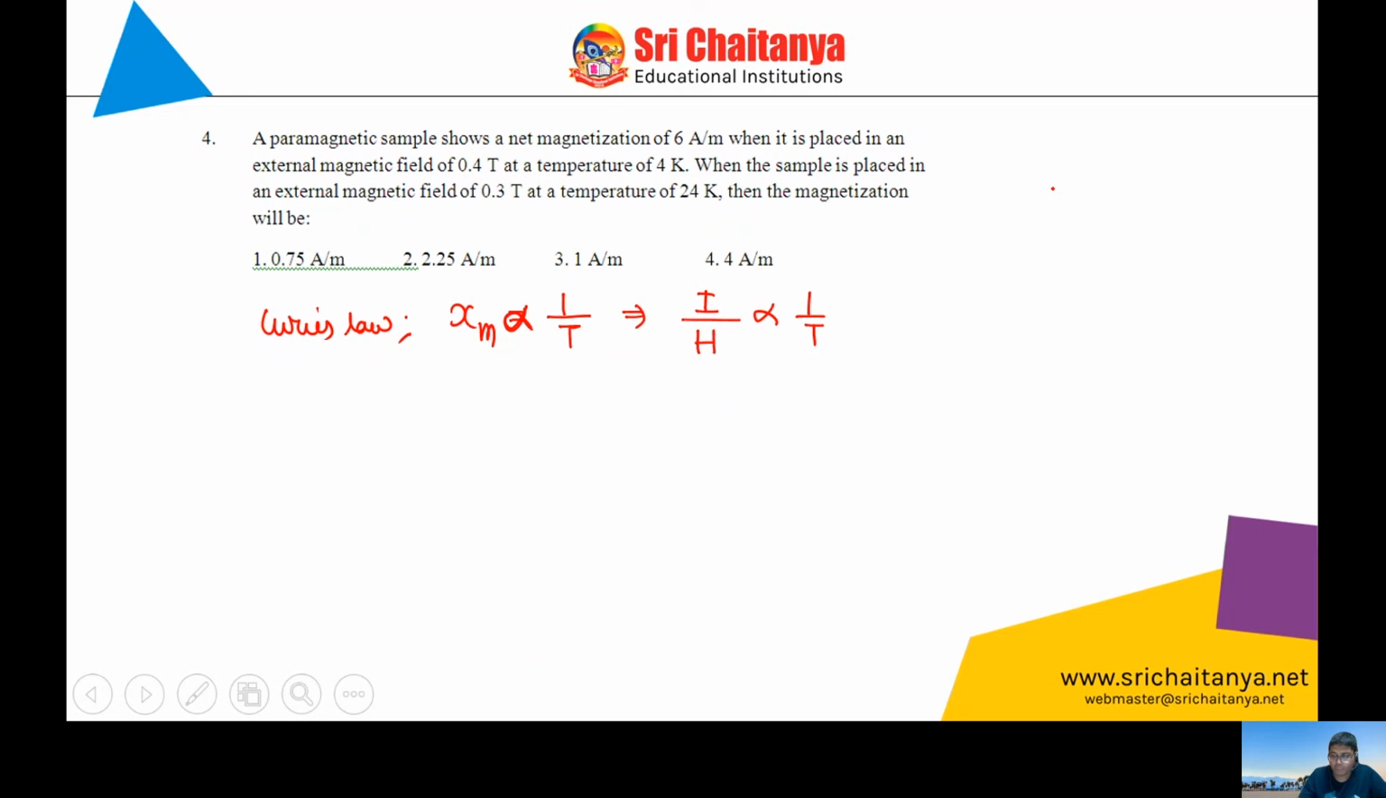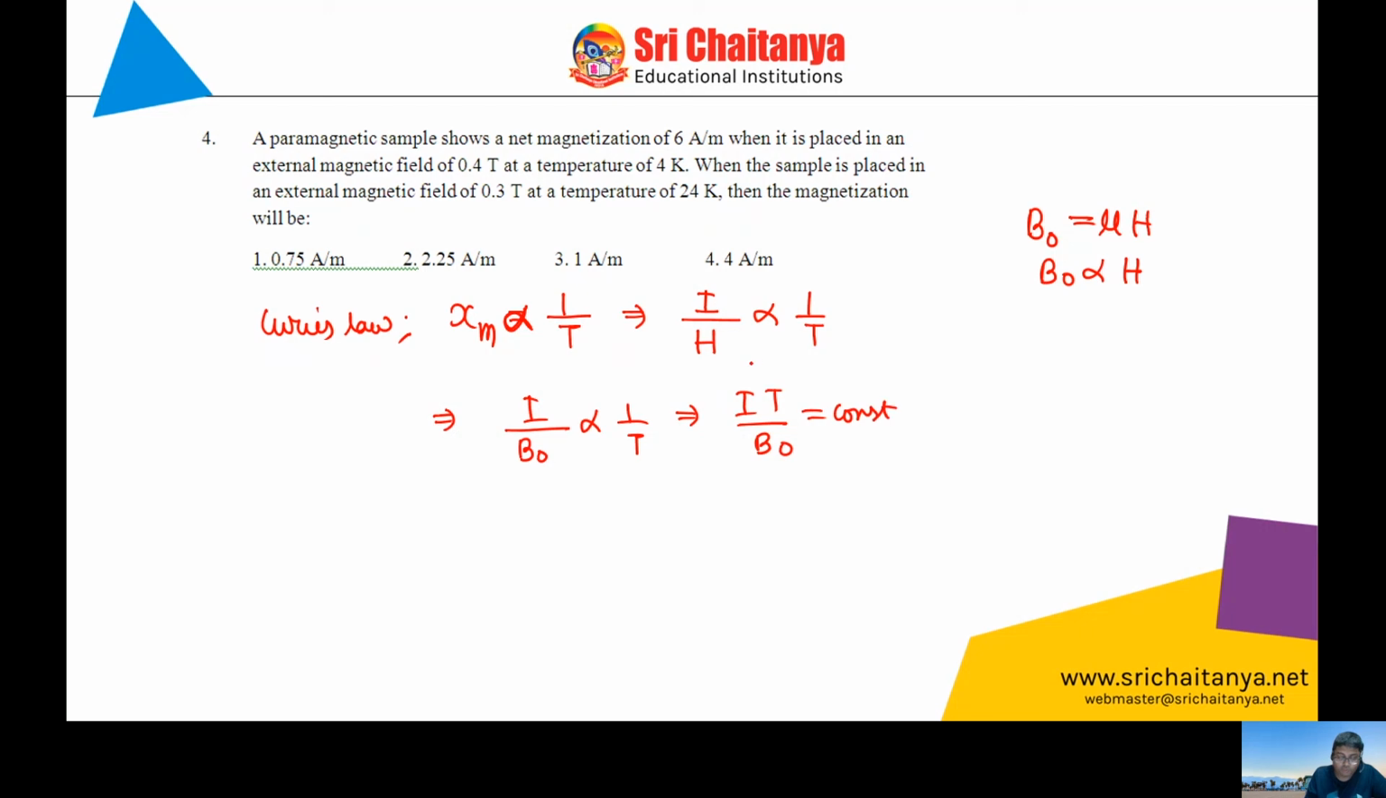And for the external magnetic field, B naught is given by mu naught times H. So B naught, the external magnetic field, is proportional to H. So we can substitute it over here. So I by B naught is directly proportional to 1 by T. Or an alternate way of writing this is I into T upon B naught is a constant. So we can utilize this to write I1 T1 upon B naught 1 equal to I2 T2 upon B naught 2.